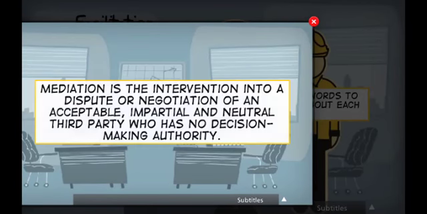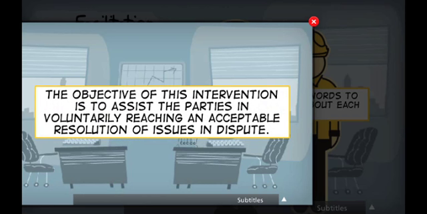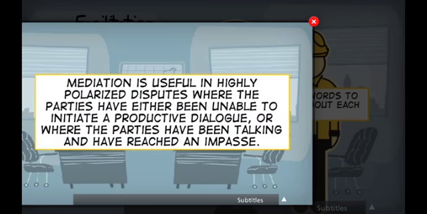Mediation. Mediation is the intervention into a dispute or negotiation of an acceptable, impartial, and neutral third party who has no decision-making authority. The objective of this intervention is to assist the parties in voluntarily reaching an acceptable resolution of issues in dispute. Mediation is useful in highly polarized disputes where the parties have either been unable to initiate a productive dialogue or where the parties have been talking and have reached an impasse.